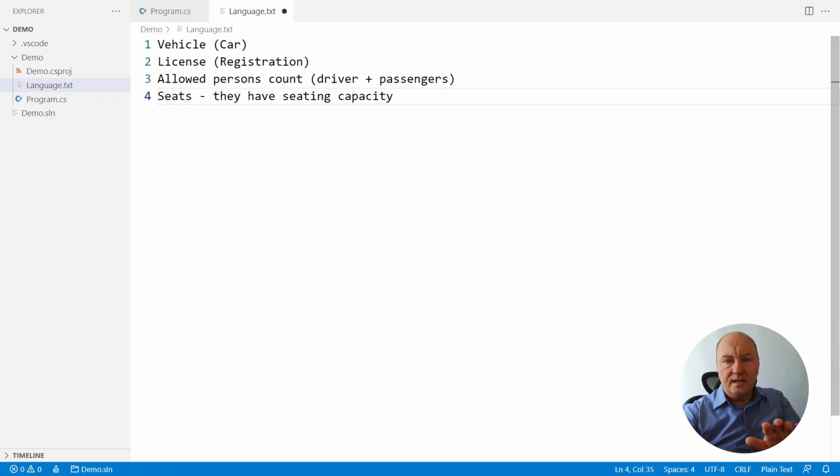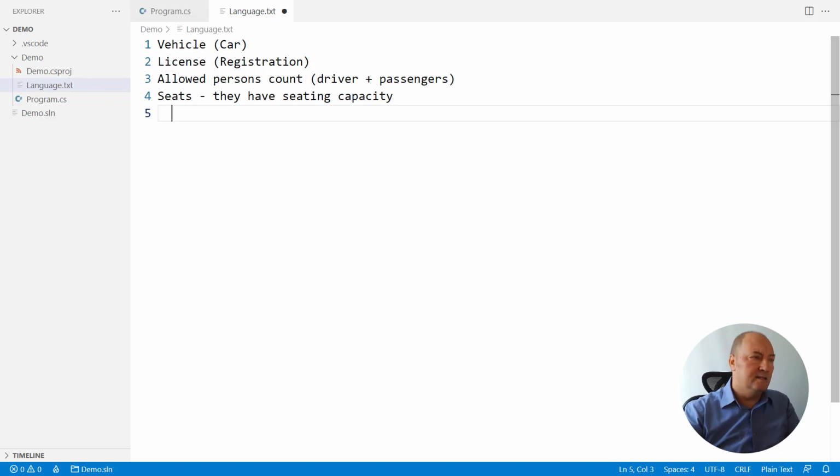You see, I'm writing a text file. I'm not writing code yet. I'm just documenting the domain as spoken about by the domain expert. That is building the ubiquitous language. I, the programmer, I'm trying to speak the same language as my domain expert does. And then we go on and we say, okay, what is the seat capacity?